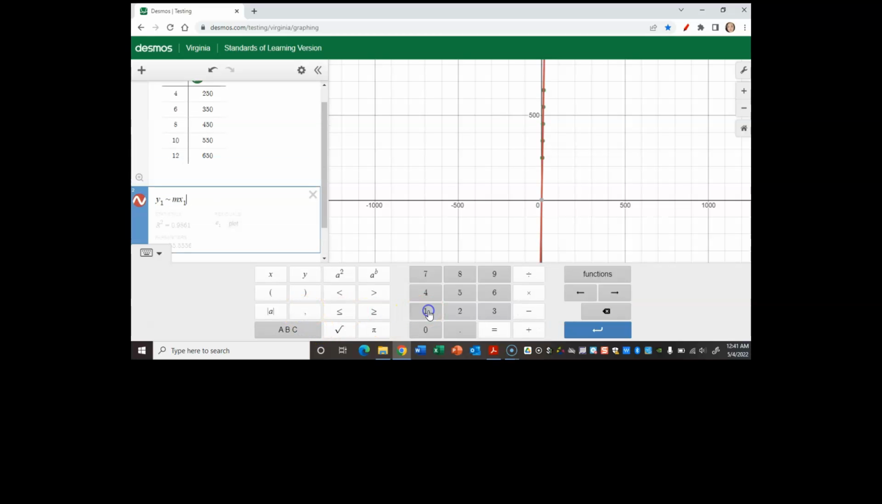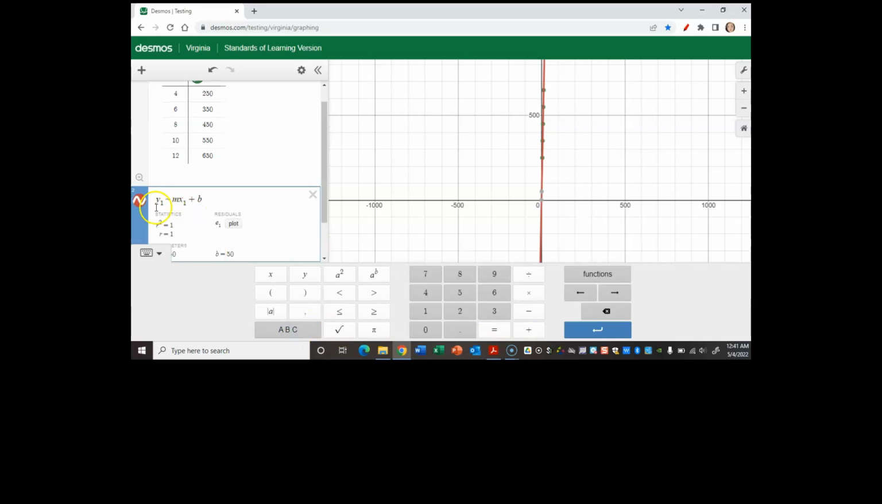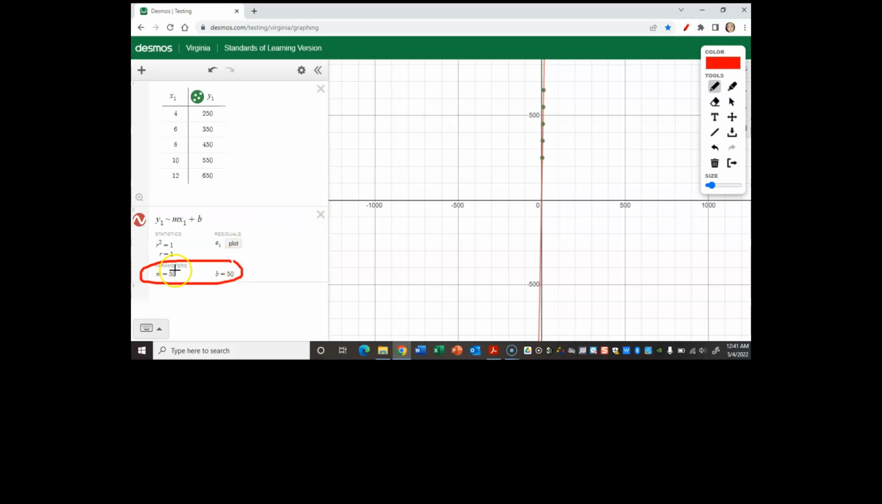mx1, plus b, using your computer keyboard. So it's like slope-intercept form, y equals mx plus b. We are using y1 and x1 because this table has y1 and x1. You're letting Desmos know that you're using y1 and x1 here. Once you have that, all you need is this information right here. This is your m, so you plug it into m. This is your b, and we plug it in there. So that's your equation.